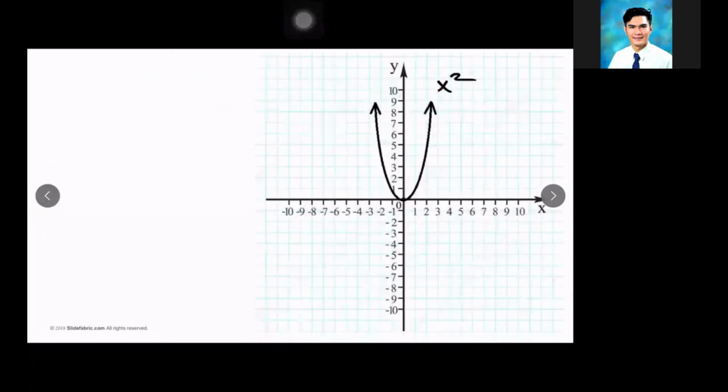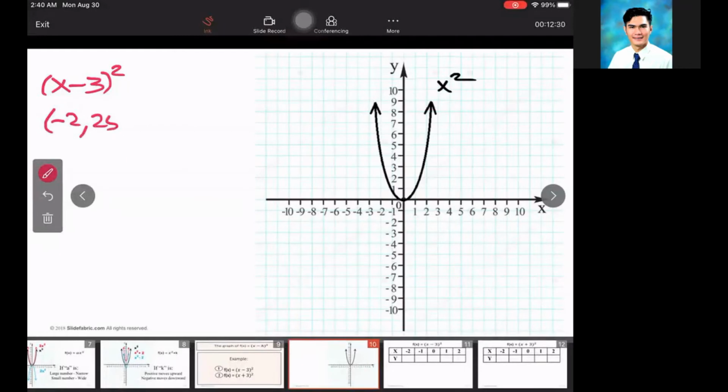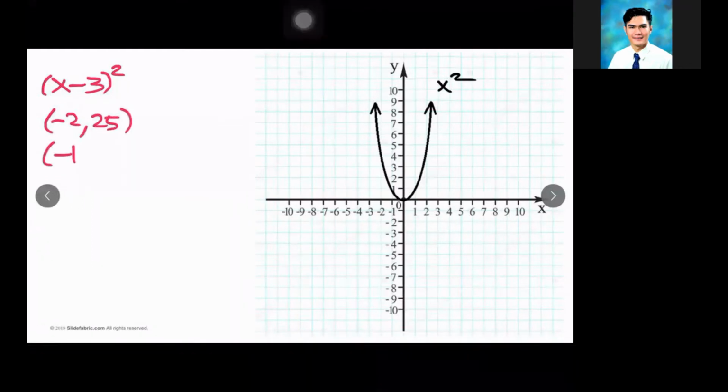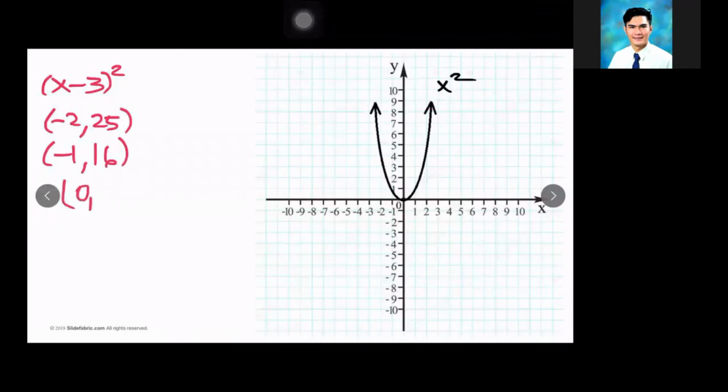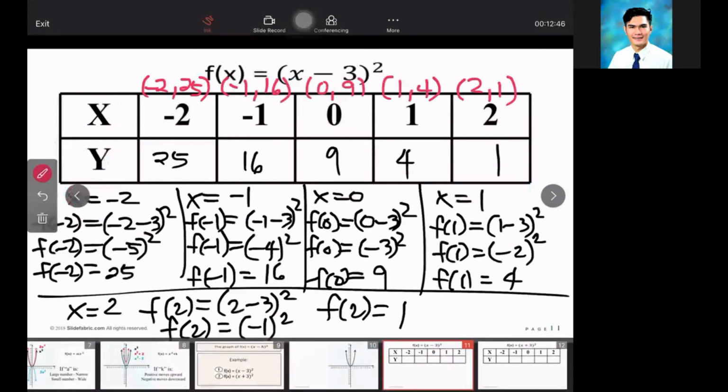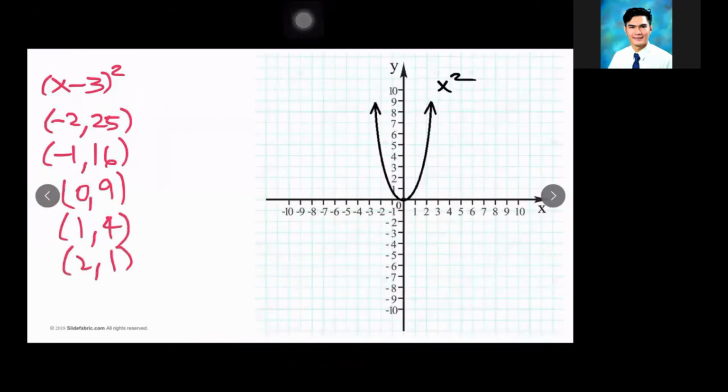So let's proceed. We have x minus 3, squared. So from here, what are the coordinates? We have -2, 25. We have -1, 16. We have 0, 9. We have 1, 4, and we have 2, 1. So let us plot this.